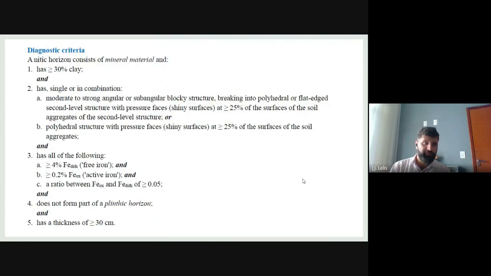And the diagnostic criteria to identify a nitic horizon is, first of all, it's a mineral material, so the organic carbon content should be lower than 20%. So we can't find a nitic horizon with 20% or more, like 30, 40% of organic carbon. It should be lower than that.